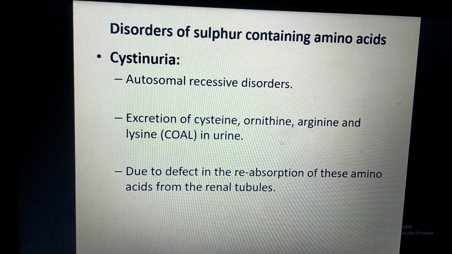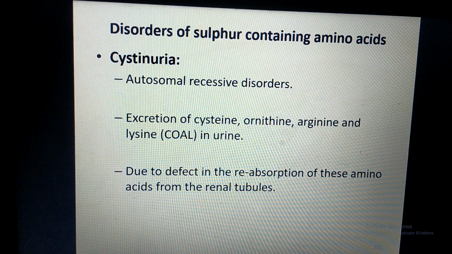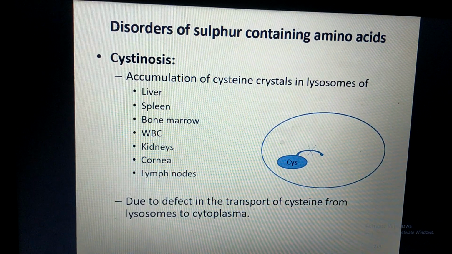In this disorder, the basic defect is reabsorption of amino acids from renal tubules. All of us know that free amino acids are easily filtered through the glomerulus, but later on they can be reabsorbed by proximal convoluted tubules. But in cystinuria, the transporters which transport these 4 amino acids from filtrate to the body are absent. Therefore, reabsorption of these 4 amino acids is hampered and they get excreted into the urine, and it is called cystinuria.